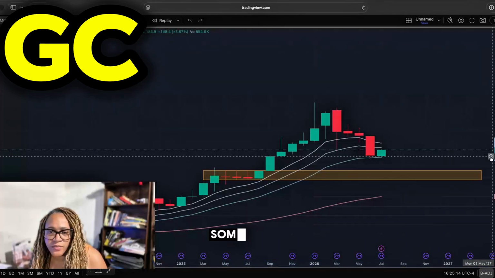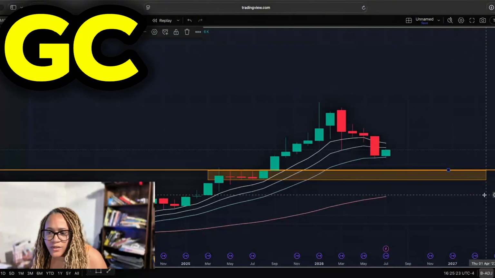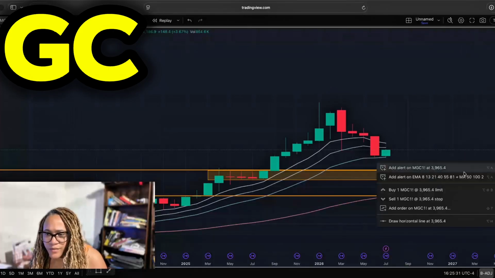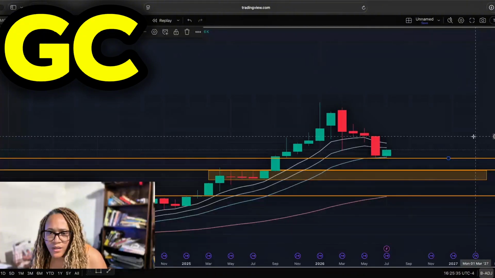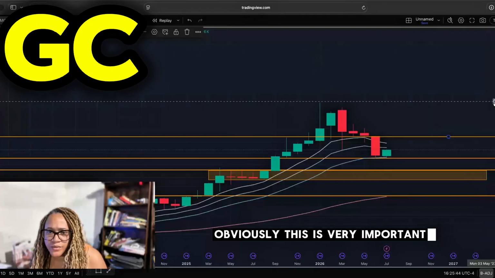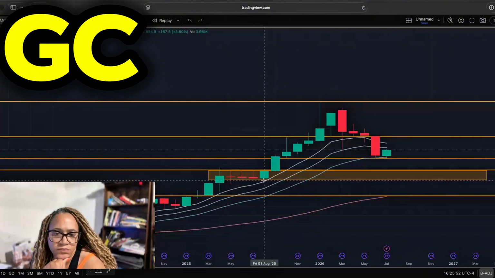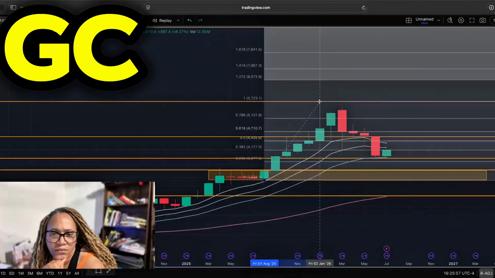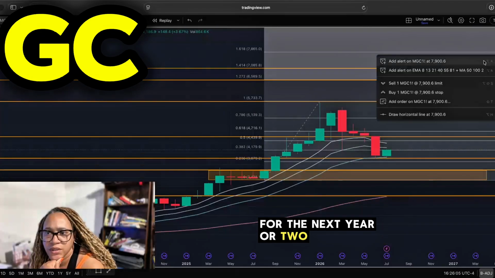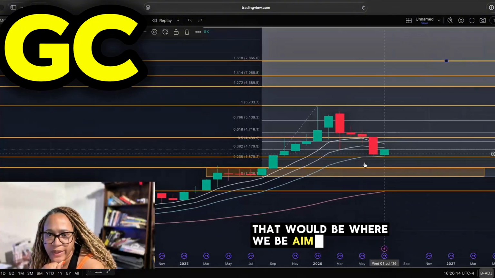All right, so let's start throwing in some support and resistance areas. This to me is also a very important support resistance zone, here, here, here, here. Obviously, this is very important. So we did the swing. I did this because this would be what the target is for the next year or two. I wouldn't be surprised if we tap this zone and zoom back up, if that would be where we're aiming. So I'm going to leave those in.